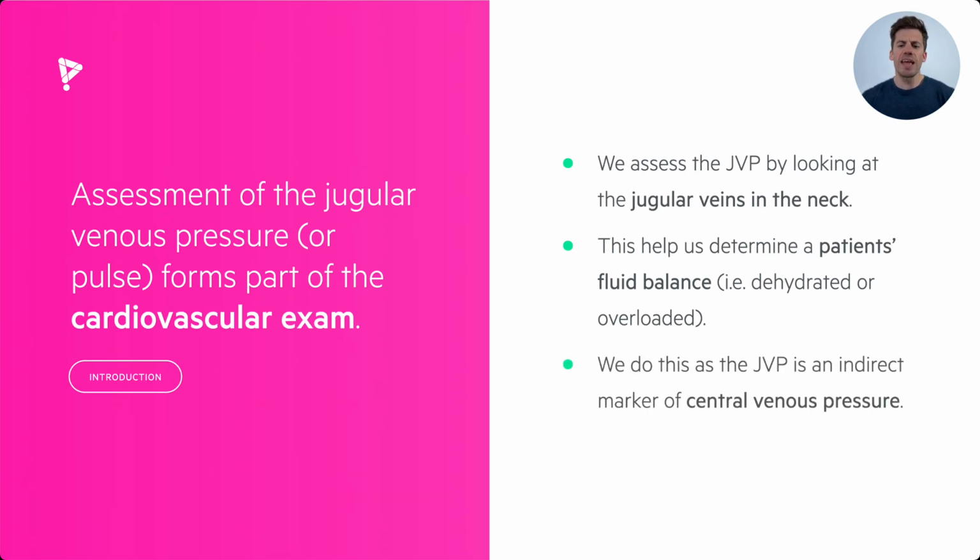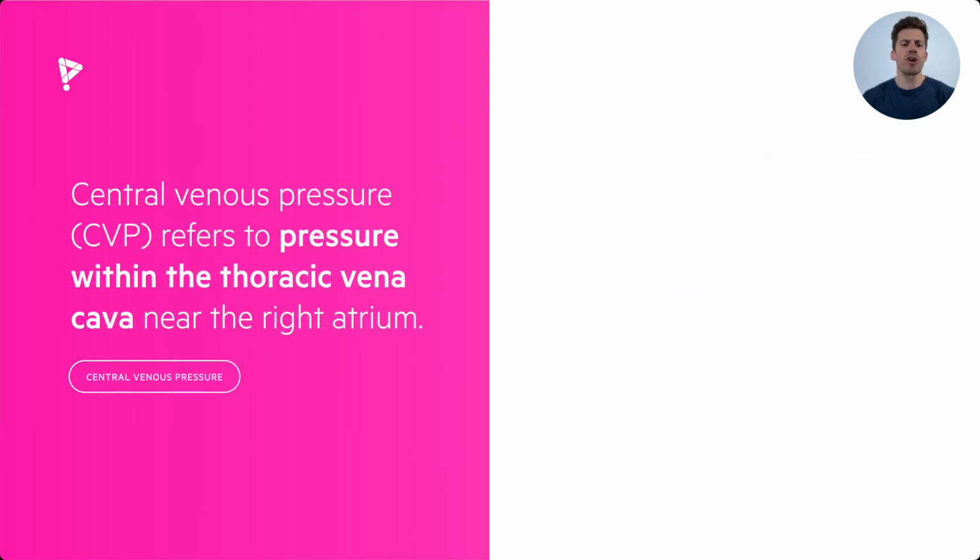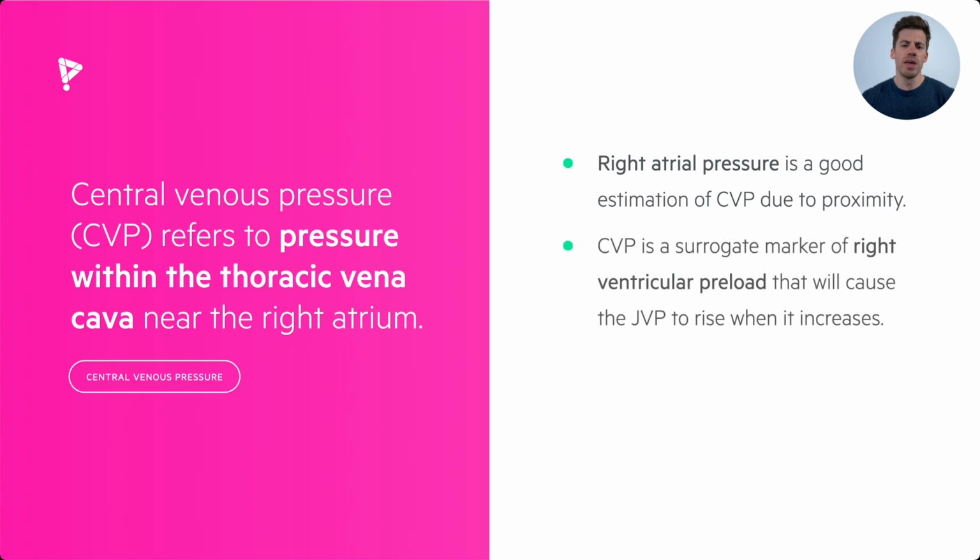We do this as the JVP is an indirect marker of central venous pressure. But what exactly does this mean? Central venous pressure refers to pressure within the thoracic vena cava near the right atrium. Right atrial pressure is quite a good estimation of central venous pressure due to its proximity to the vena cava. Central venous pressure is a surrogate marker of right ventricular preload, which essentially refers to ventricular stretch at the end of diastole. If we increase preload, so increase the amount of blood stretching the ventricle at the end of diastole, this increases pressure and causes the JVP to rise. The normal central venous pressure is around 1 to 8 millimeters of mercury with a mean of about 4.